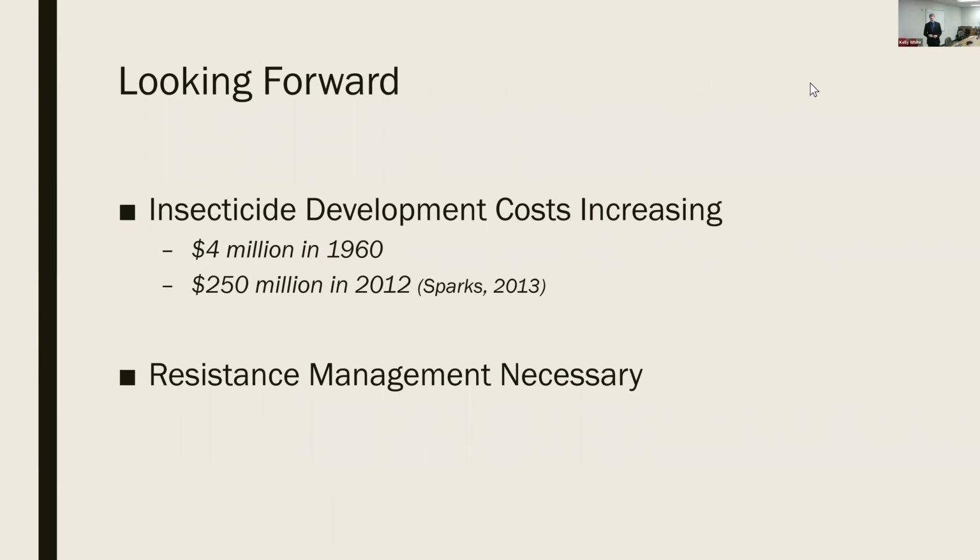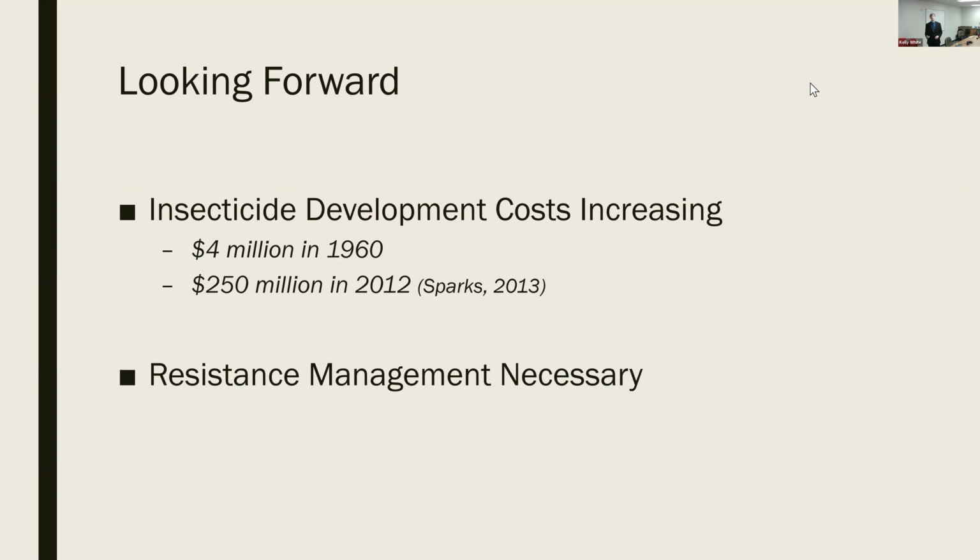Just as a quick aside, looking forward, this is something that needs to be considered because the cost of developing insecticide products is very much increasing. In 1960, the estimated cost of bringing a new insecticide product to market was about $4 million, which when adjusted to 2012 inflation numbers, equates to about $31 million. By contrast, in 2012, the estimated costs of developing a new product was over $250 million.